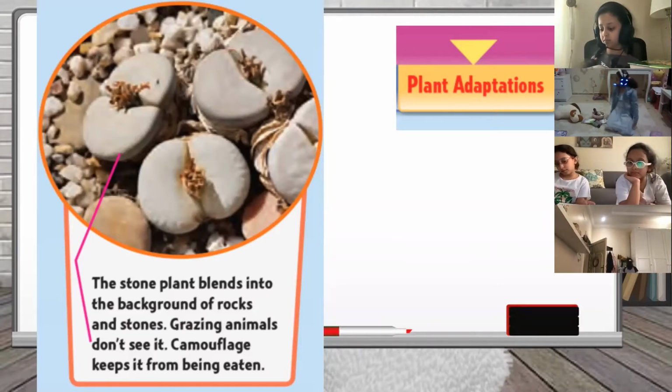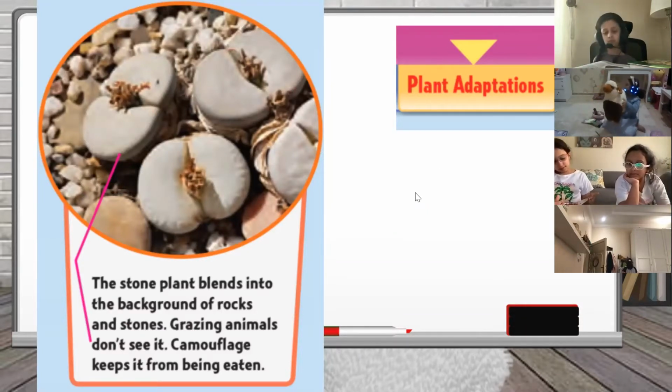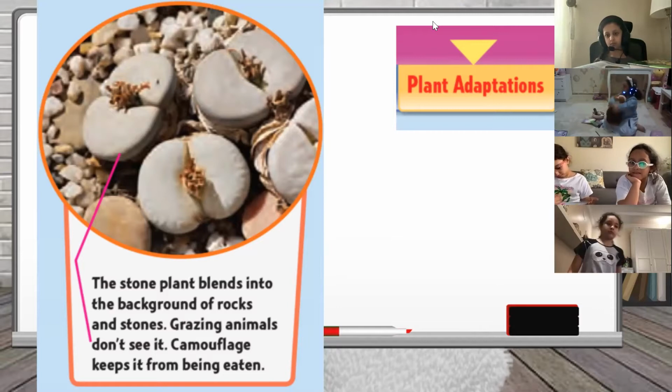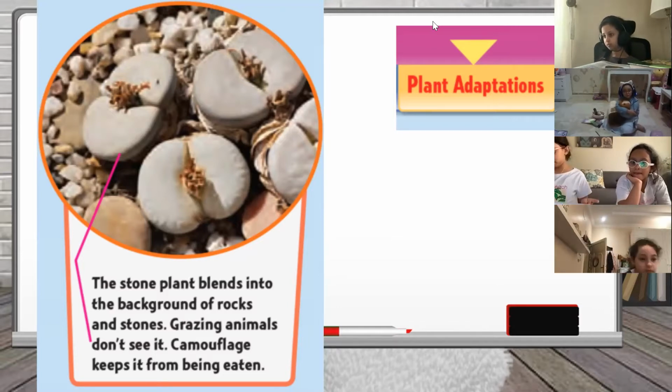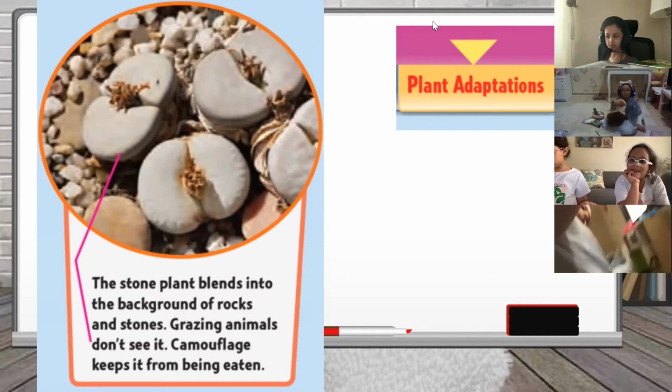Camouflage is whenever a living thing is blending in with the environment, and mimicry is whenever an animal or a living thing pretends that it is harmful, but it is harmless, okay, or the opposite. So now you know all about mimicry and camouflage.